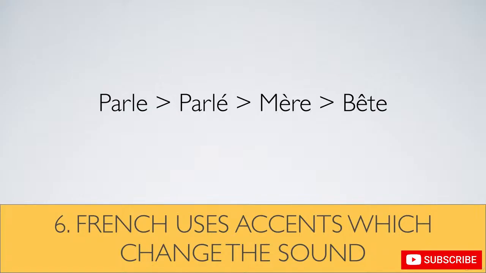The next aspect is that French uses accents, which change the sound of the word that it's in. So for example, looking at the E's here, we have parle, where the E is not really pronounced. We have parler, where it makes an A sound. We have mer, where it makes an E sound. And then we have bête, where it makes the same sound as in mer, whereas the parler makes an A, and then the E at the end of parle is silent.